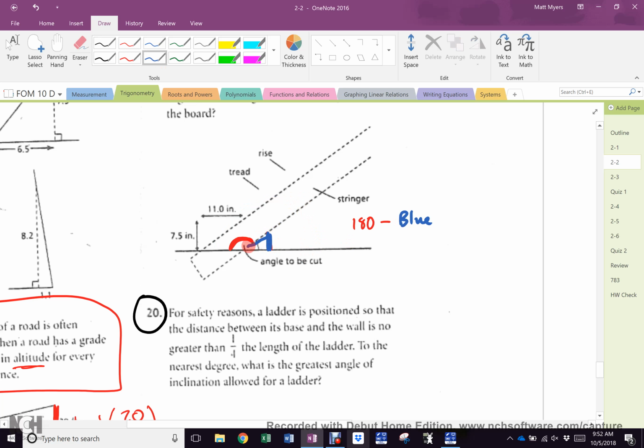Some of you will say, well, Mr. Myers, I don't know the blue angle. But you do. This is 11, and this is 7.5. So that is blue theta, isn't it? How do I find blue theta? Do shift tan of 7.5 over 11, which is going to give me an angle. Well, the angle I need is 180 minus whatever that theta is.